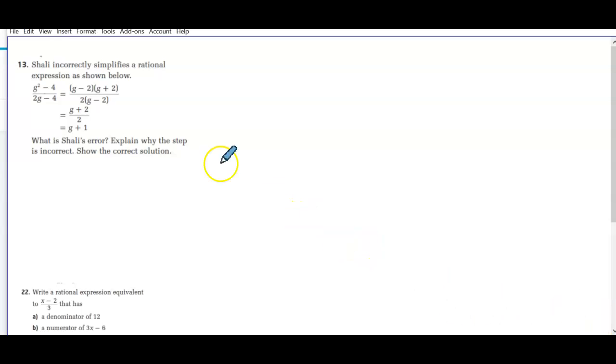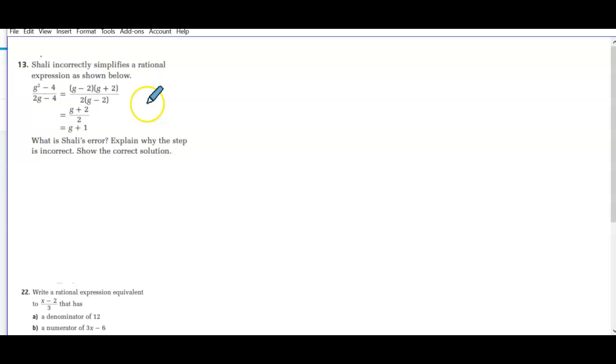And then question 13, looking for a mistake. So this is a common type of question, especially when you get to Math 30 and the diploma exam. They'll definitely have a question like this where you have to spot the error. One or more questions, actually.